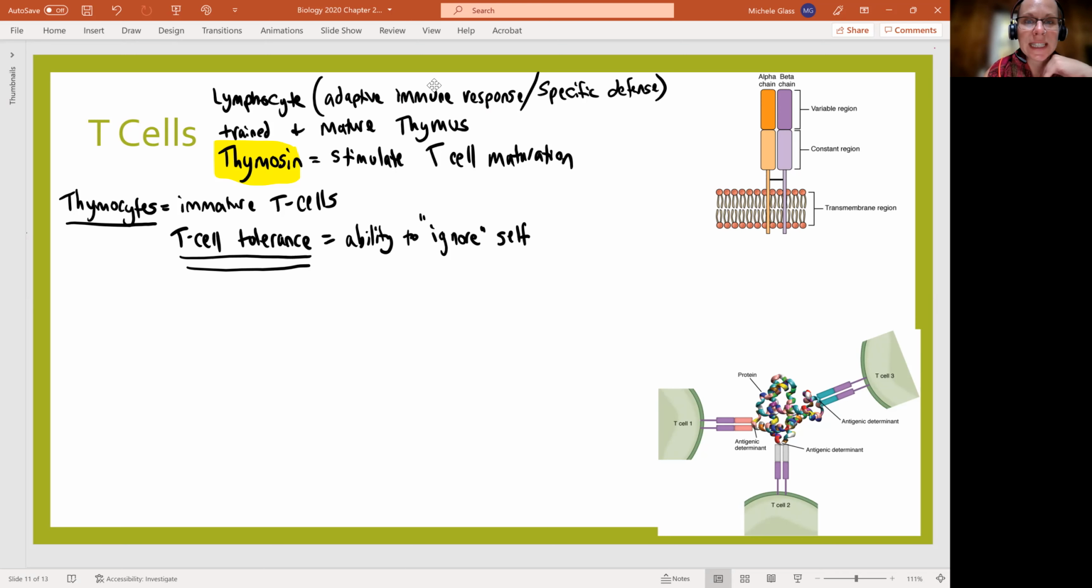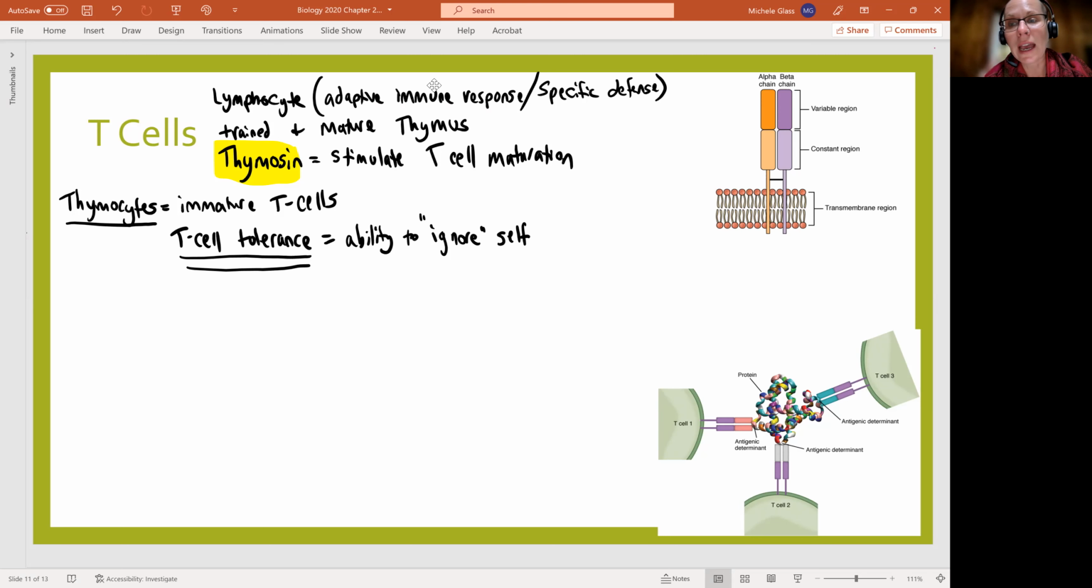And the reason I chose to say ignore self is because what we'll see during the training process, those thymocytes that bind to your cells are destroyed, so that the ones who are left, the ones that mature, will only recognize and bind foreign antigens as long as everything goes according to plan. So let's take a look over here at this diagram. We've looked at it before in brief.